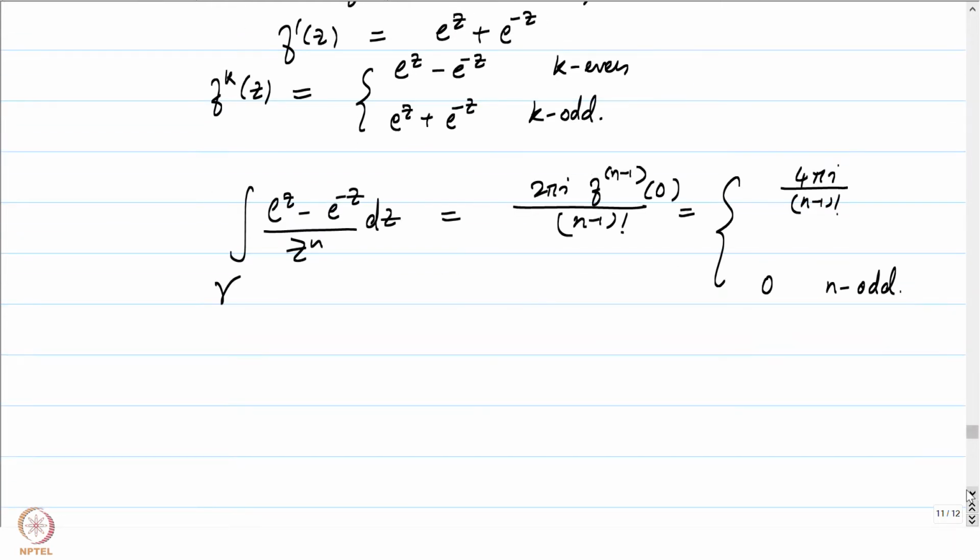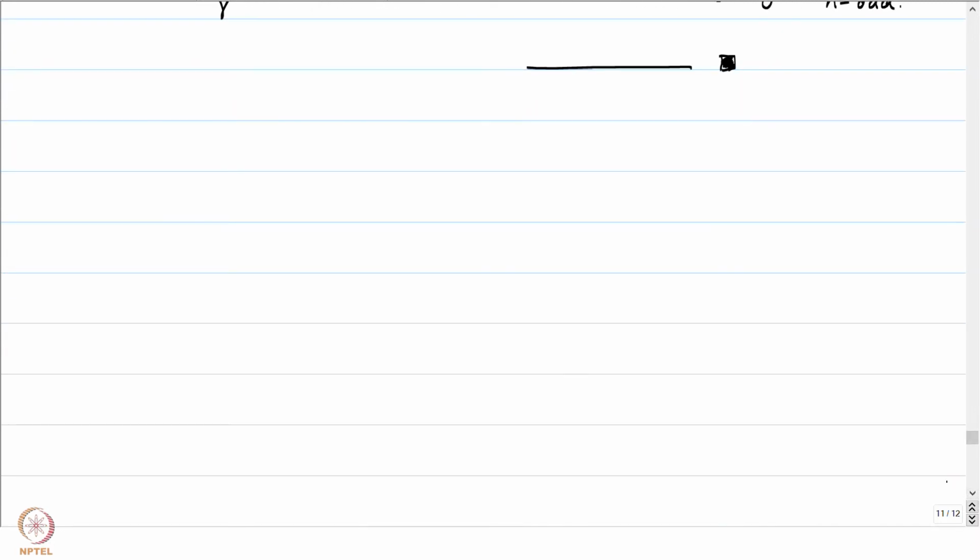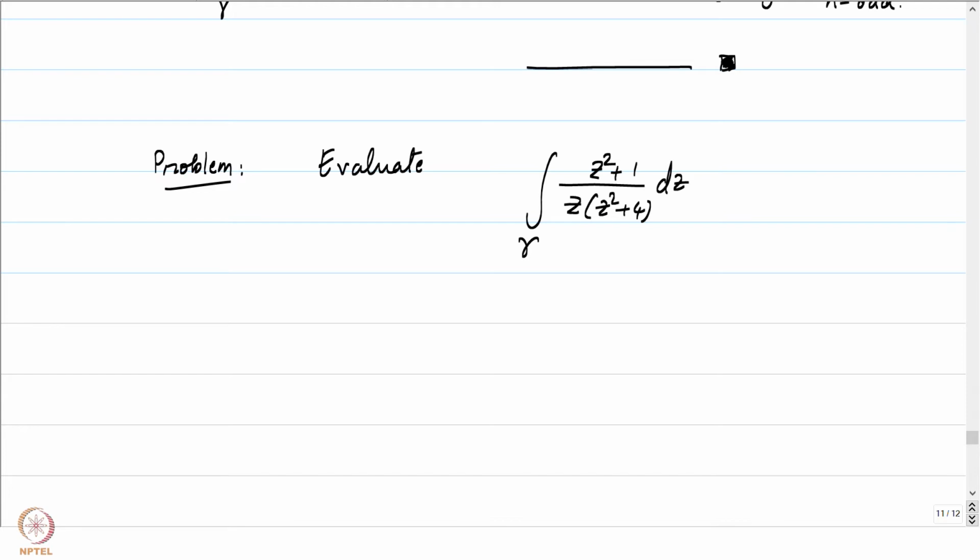Okay, so we actually used Cauchy integral formula in a very simple manner to compute this integral. Let's look at a slightly more complicated integral to evaluate in the next problem. Evaluate the integral of z square plus 1 by z into z square plus 4 dz over gamma, where gamma is the circle of radius r around the origin.